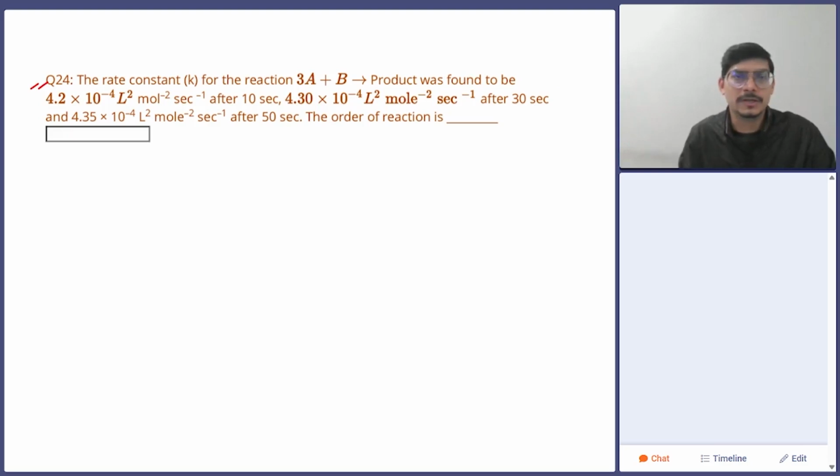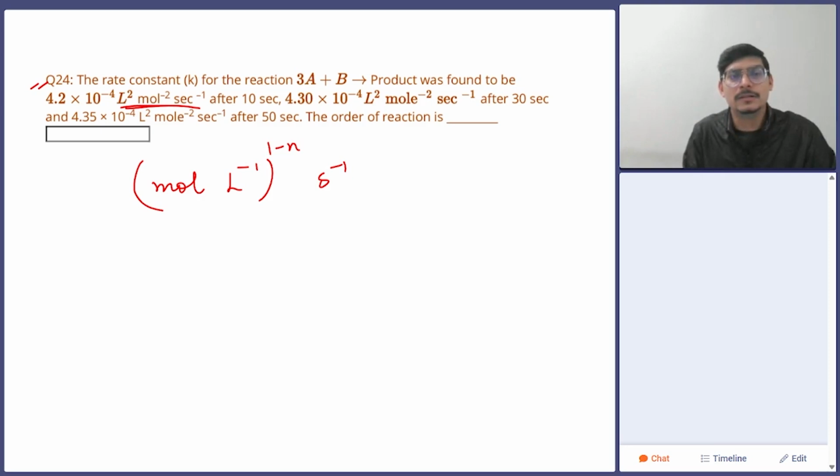Question number 24, the rate constant for the reaction 3A plus B gives product was found to be this. The moment you read this question, you should realize that when we study chemical kinetics, the order of a reaction can be identified by the unit of the rate constant if it is given, which indeed is the case here, right? So we know that the unit of rate constant is (mole per liter) to the power 1 minus n, second inverse. n is the overall order of the reaction.